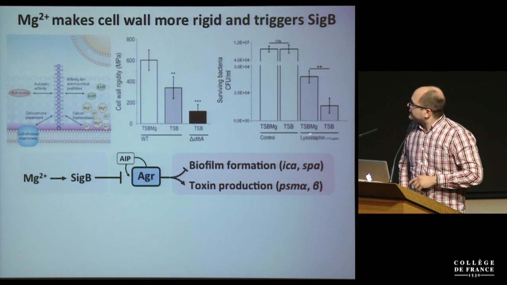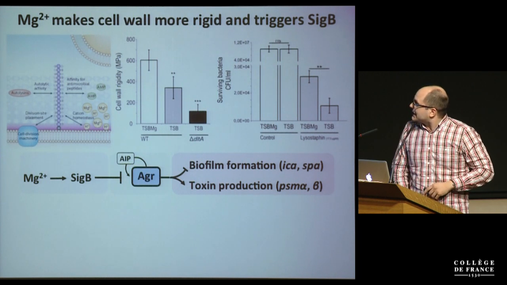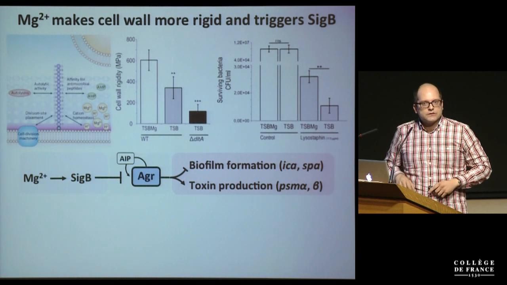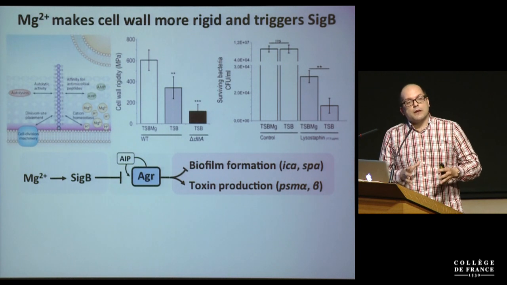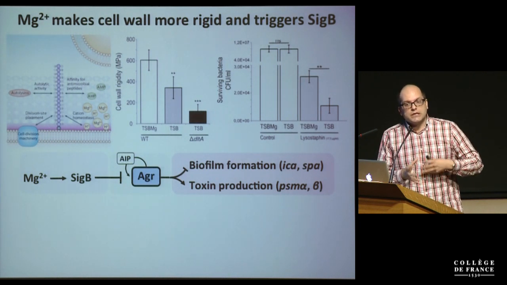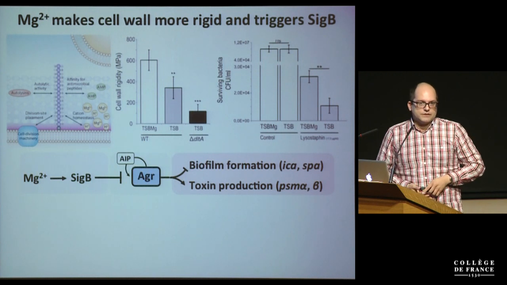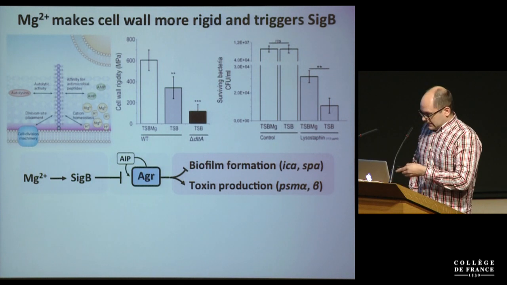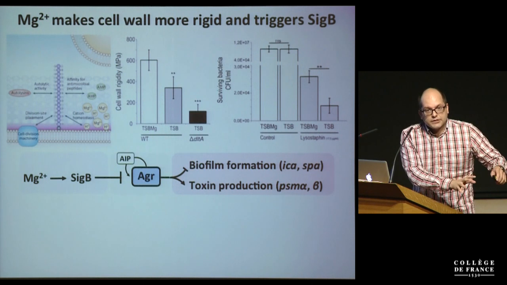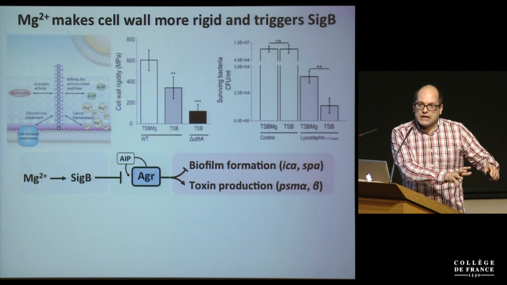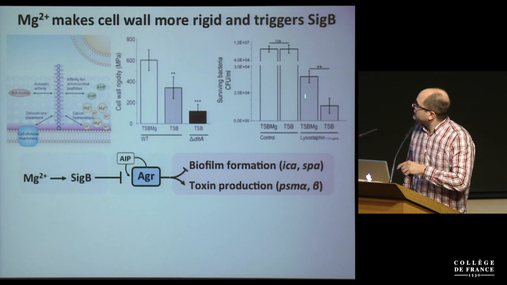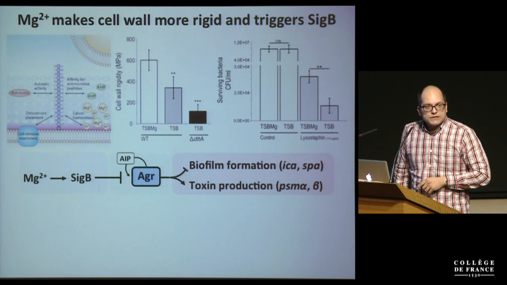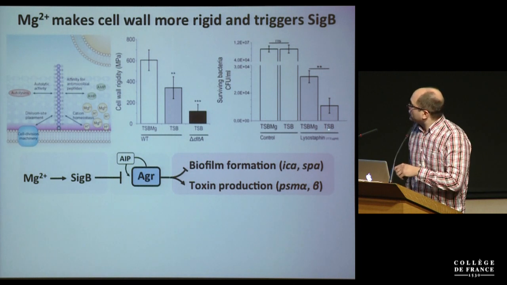This is an additional experiment in which we treat cells with lysostaphin. Lysostaphin is an endopeptidase that degrades the cell wall of Staph aureus. Our hypothesis is that if the wall is more rigid, it will resist the action of lysostaphin better, which seems to be the case. After the lysostaphin treatment, we plate the cells later. We see that we have more survivors when cells were previously grown in TSB magnesium than when cells were grown in TSB.